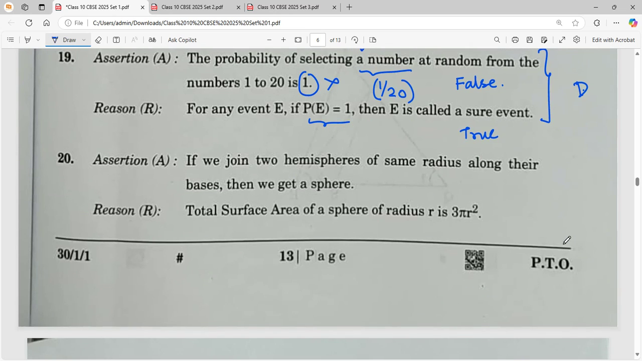If we join the two hemispheres of same radius along their bases, then that's true.